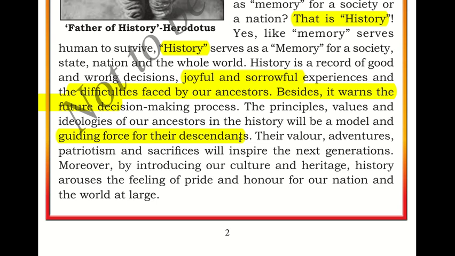Not only that, we can also be inspired from the past events. So here, their valor, adventures, patriotism, and sacrifices will inspire the next generations. Moreover, by introducing our culture and heritage, history arouses the feeling of pride and honor for our nation and the world at large. Whenever we see something that has a lot of value and heritage, it gives us a sense of pride about our people. Whenever we visit an historic monument, we feel happy to know that we are descended from such a culture. Which is why study of history is important.